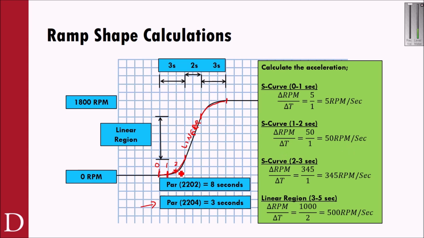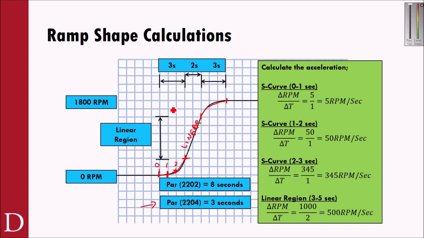And then from that point up to here, I've changed quite a bit. I'm calculating that it's 345, so it's 345 RPMs per second. So what I'm showing here is I'm going slow, faster, faster, faster. I'm feathering into that gas pedal to get the speed.